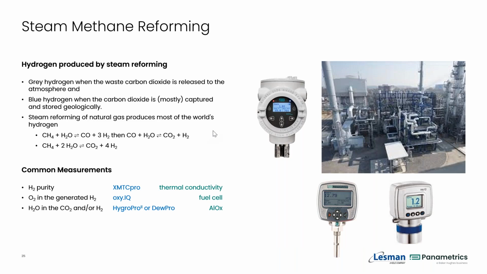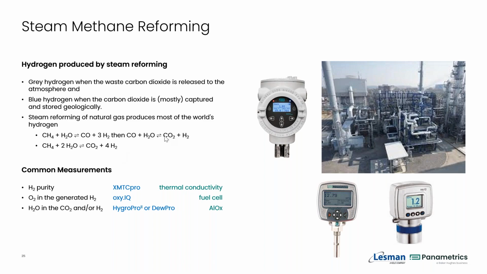We've been talking about hydrogen a lot, and the big thing in hydrogen is now electrolyzers. But 95% of the world's hydrogen is still made by steam methane reforming. And you can see here the equations. Basically, you start off with methane, and you add water, and you get CO2 and hydrogen. And that's how steam methane reforming works.